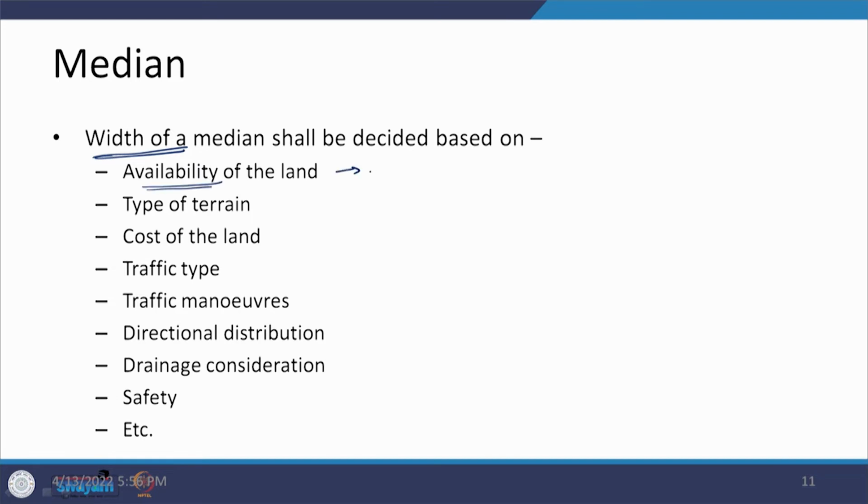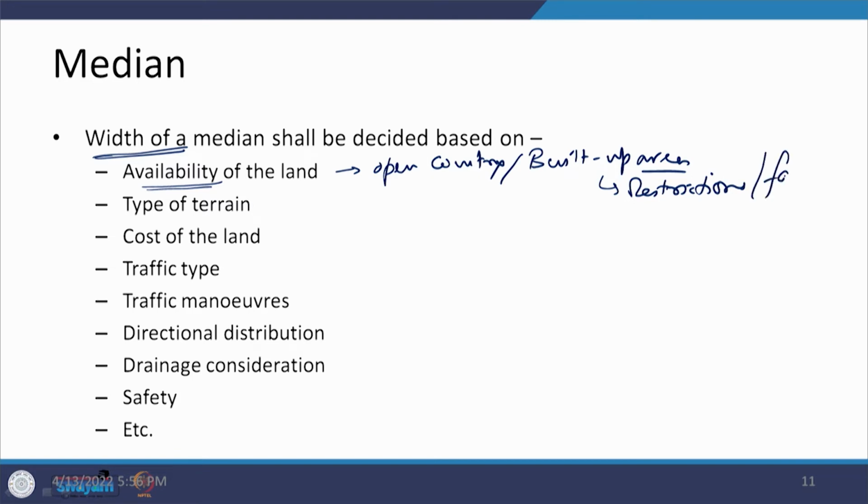Is it an open country or it is a built up area. So, you have more of restrictions here, or it can be with respect to the type of facility. Say you are on bridge, you cannot provide the medians or the wide medians at all.